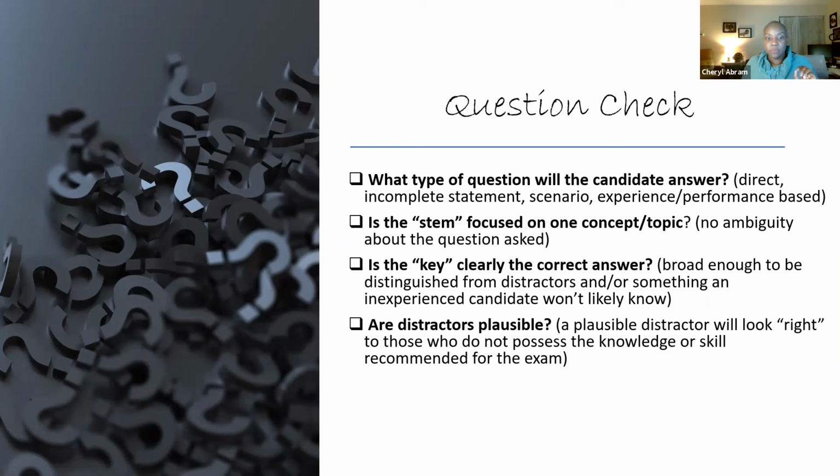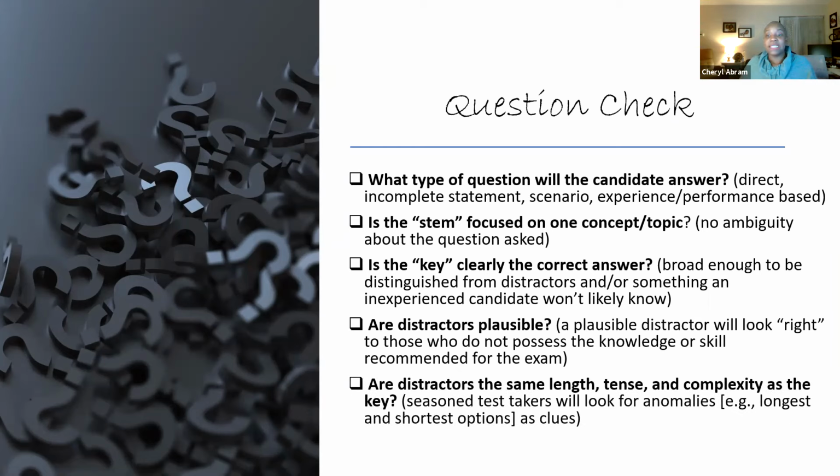So, are distractors the same length, tense, and complexity as the answer, or the key? Because if not, seasoned test takers, people who know how to take exams, will look for anomalies first, such as the longest or shortest options. And they'll look at that as clues to whether or not this is the correct answer. So length, tense, and complexity.